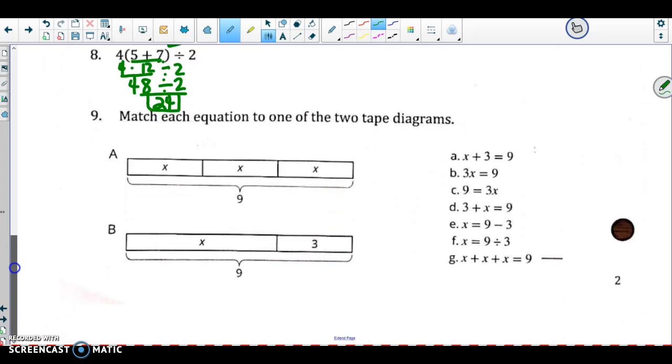All right, and finally, number 9, match the equation to one of the 2 tape diagrams. So every one of these goes with either A or B. So if I take a look, this one I have 3 x's, x, x, x, and I'm getting 9. So if I were to kind of think about that, that's going to be 3, 3, and 3. Oh, by the way, by number 8, put a check mark. So I'd have 3, 3, 3, and that would give me 9.